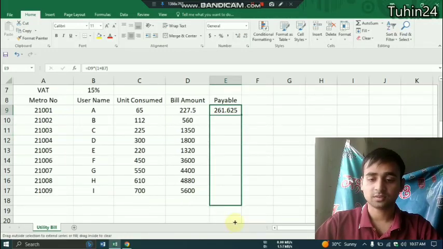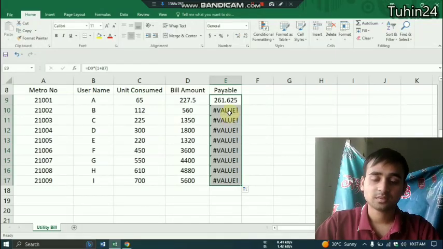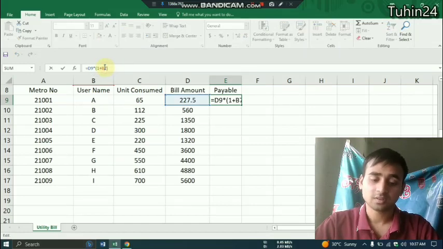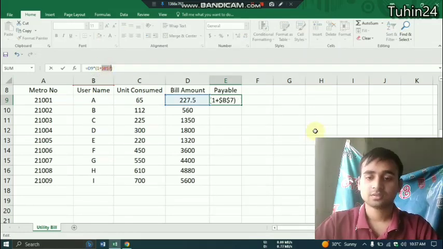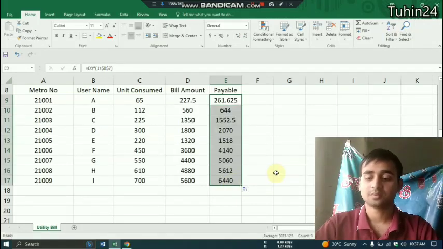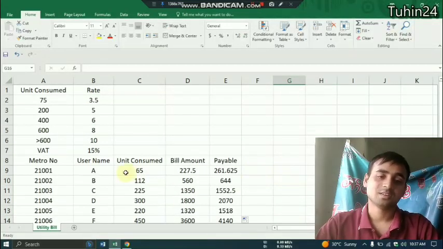So we are not fixing anything, and we can see that all the values are not the same, so we have to fix, and the fixed is B7 because the VAT is not always fixed. So we have now found it, and if we just select and drag, then we will find all the payable money. And that's all about utility bills in different conditions.